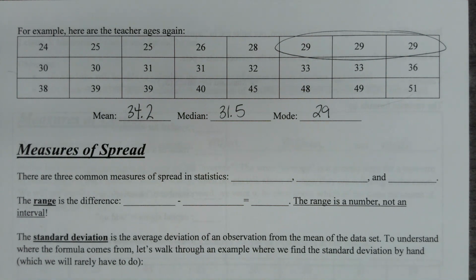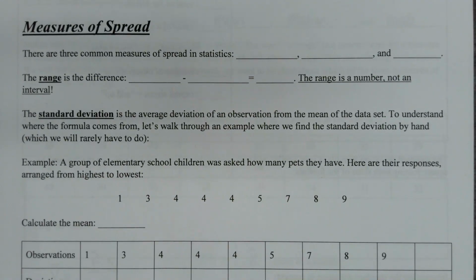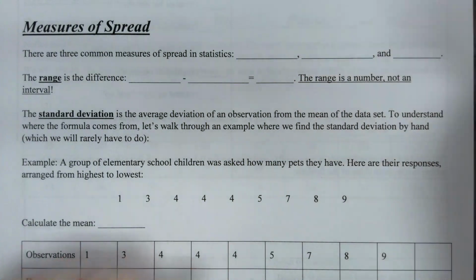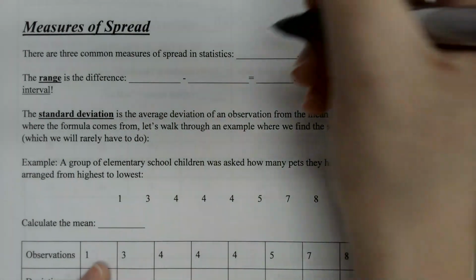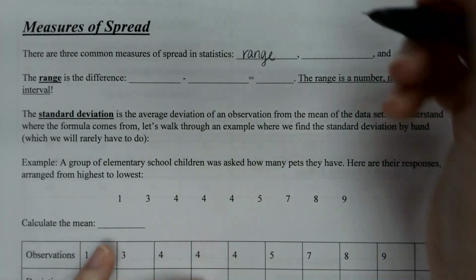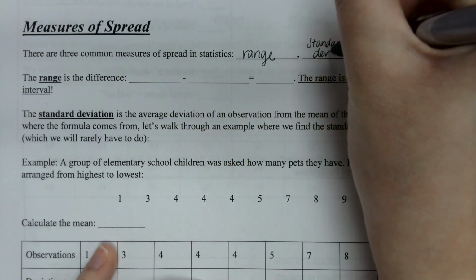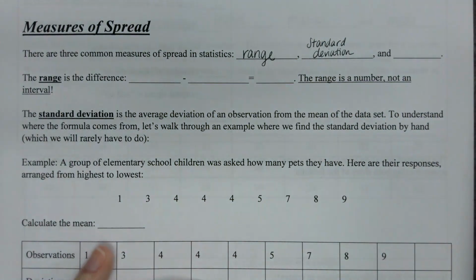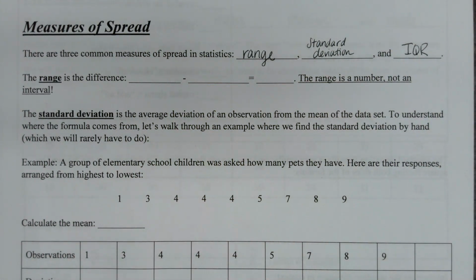So now we're going to take a look at spread. There are 3 different measures of spread in statistics. We're going to talk about 2 today, and then we'll talk about the other one in the upcoming lesson. So spread is how far we typically vary in our data set. We've already talked about one of them, which was range. The second one we're going to talk about is called standard deviation. And the last one is called an IQR, which we're going to talk about in our next lesson. We're not going to discuss it here.